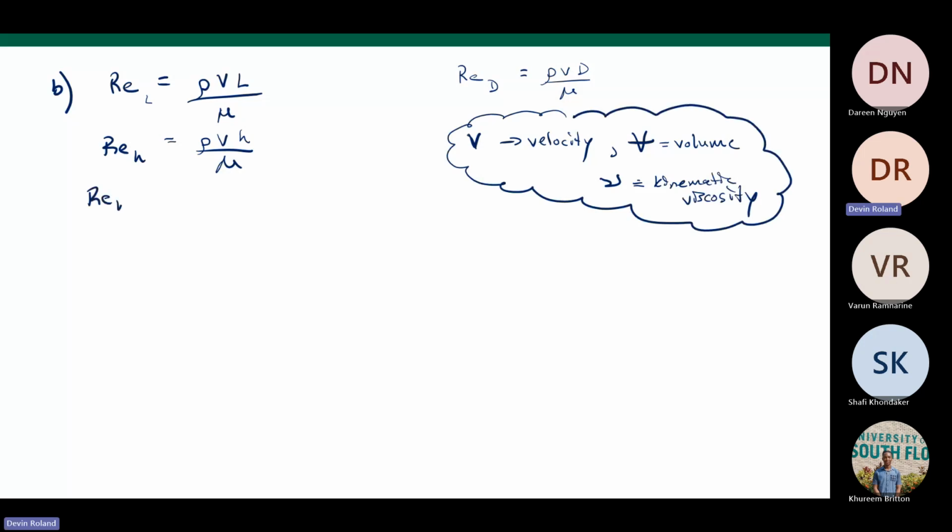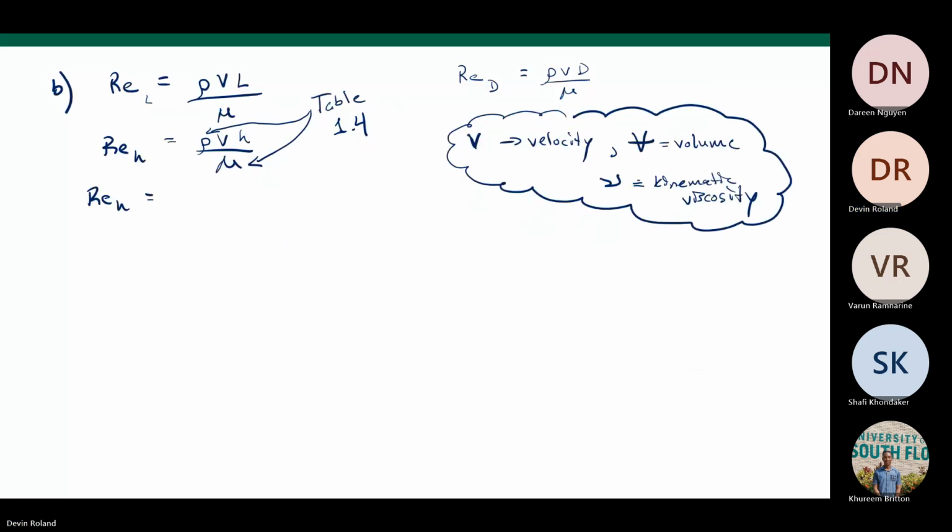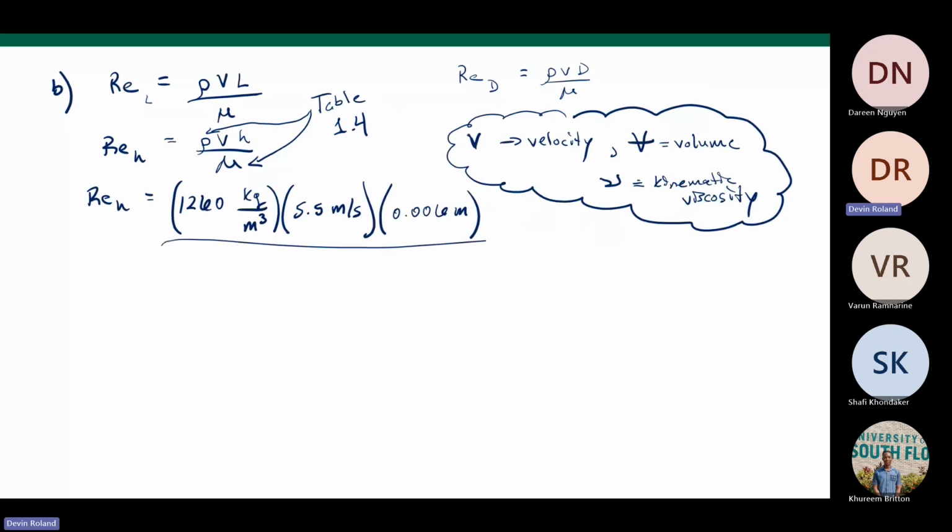So for Reynolds number, we can just plug in our values. Rho is going to be a value from table 1.4 again. So both our viscosity and our density are going to be from table 1.4. And then we have V and we have H. So the viscosity is 1.49 and the density is 1260. If we write this out, we'll get 1260 kilograms per meter cubed times our velocity, which is 5.5 meters per second. And our H is 0.006. And then our viscosity is 1.49.